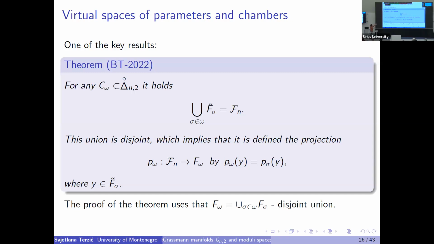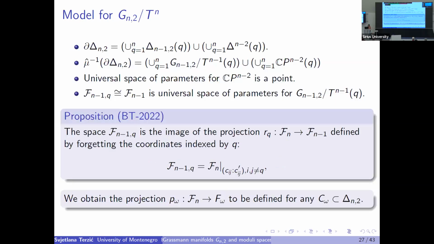So what does it mean? It means that we can define the projection from Fn, the universal space of parameters, to F omega in the following way. We take Y from Fn, then using the union above, there exists a unique F sigma tilde such that Y belongs to F sigma tilde, but then from F sigma tilde to F sigma there exists a projection, and F sigma is a subset of F omega. So this is a somehow very important fact.